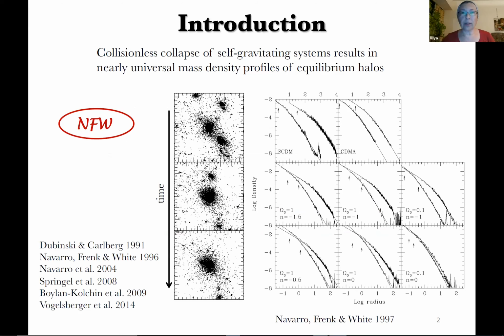Okay, so it's been known for a while that collisionless collapse of self-gravitating systems like dark matter halos results in a nearly universal system. So the density profile is nearly universal. This goes by the name of the NFW, Navarro, Frenk, and White profile, and many groups have verified this result. On the right here, you can see that the density profiles do not depend much on the initial conditions. You can start in different types of cosmologies and you'll end up with the same type of profile.